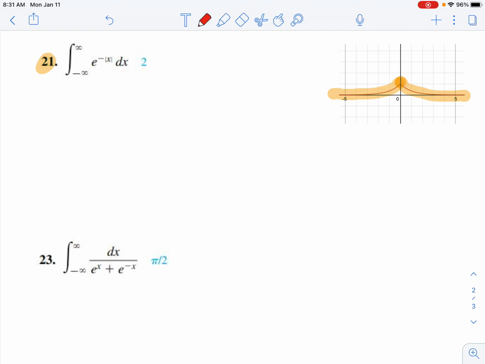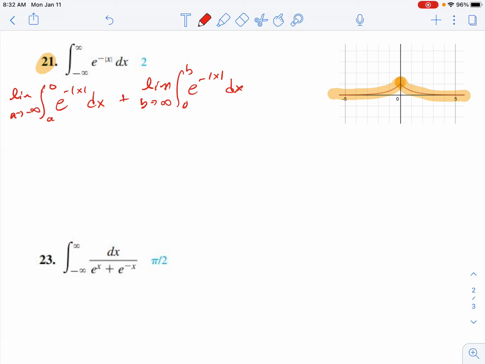the integral from a to 0, and this is going to be the limit as a goes to negative infinity of e to the negative absolute value of x dx, plus the limit as b goes to infinity of the integral from 0 to b of e to the negative absolute value of x dx.